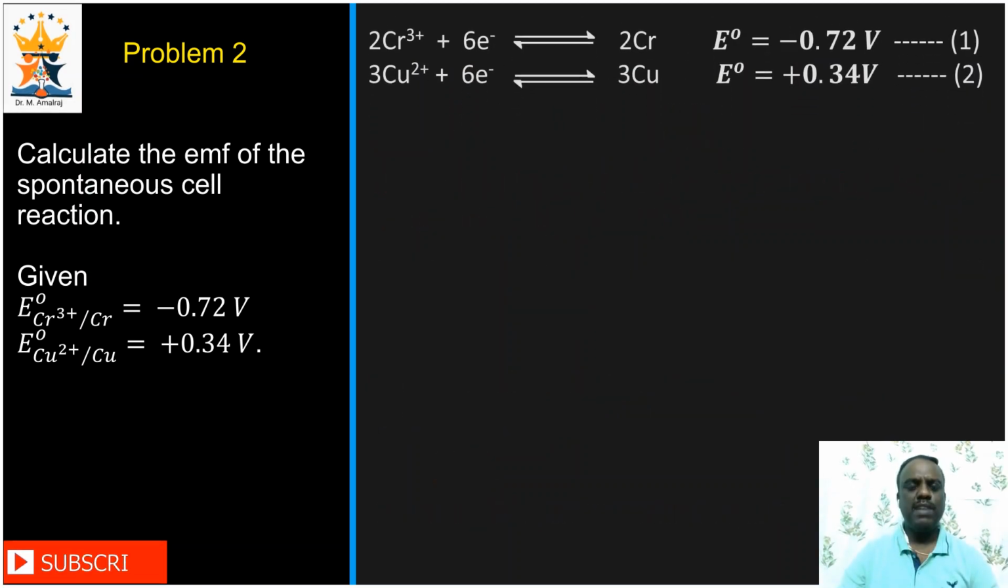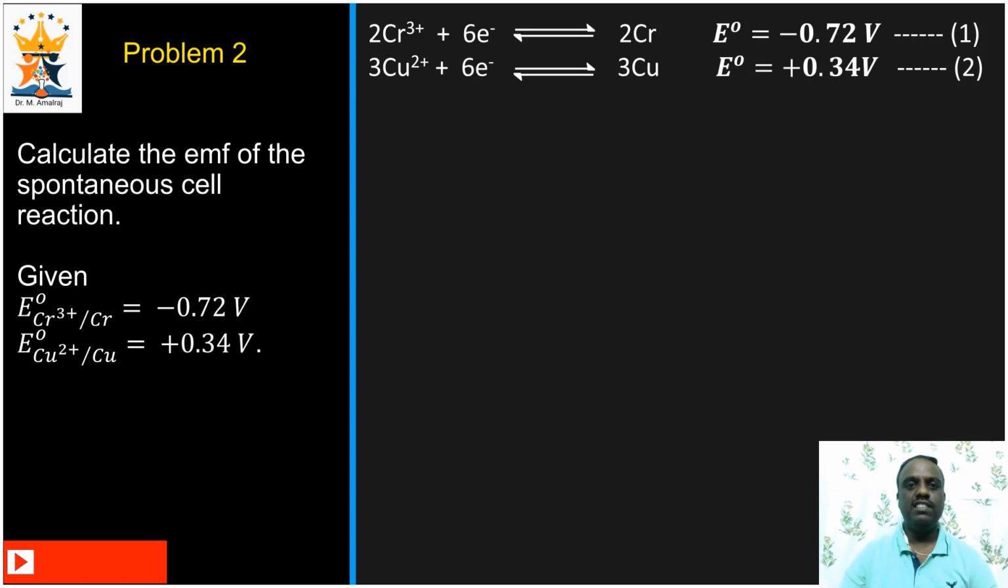After multiplying by the factors 2 and 3, we will get these equations. Now look at this, the number of electrons in this case is the same. Now we can solve these equations very comfortably. Our next job is to find equation 1 minus 2 or 2 minus 1, and whichever gives the positive E naught value will be the final galvanic cell equation. Here 2 minus 1 will give the positive E naught value.